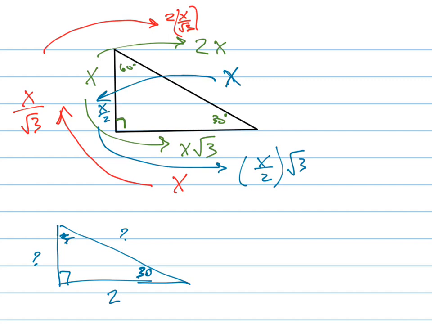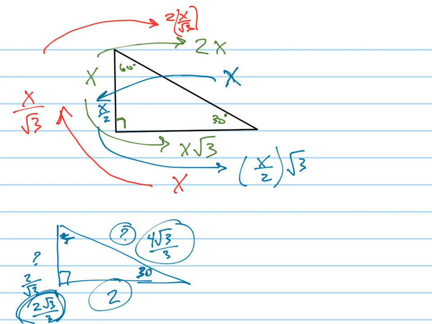This is the hardest type of problem you get. I would do 2 over the square root of 3. This is 2 over root 3, which is the same as 2 root 3 over 3, if you simplify that. And then how would I get this one over here? You double it, right? So what's 2 times this? It's 4 root 3 over 3. So there's your 3 numbers.